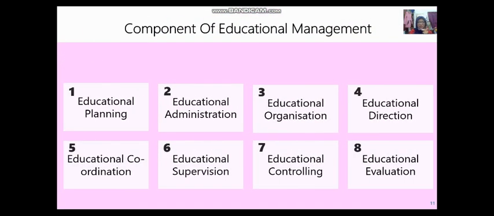Okay. Last but not least, we have components of educational management. So there are 8 components. I believe you can know the components yourself. First is educational planning, what to plan. Second, educational administration, pengurusan, siapa yang akan uruskan. Educational organization, educational direction, di mana, ke arah macam mana. Educational coordination, educational supervision, educational controlling, and last but not least, educational evaluation. So those are the 8 components of educational management.